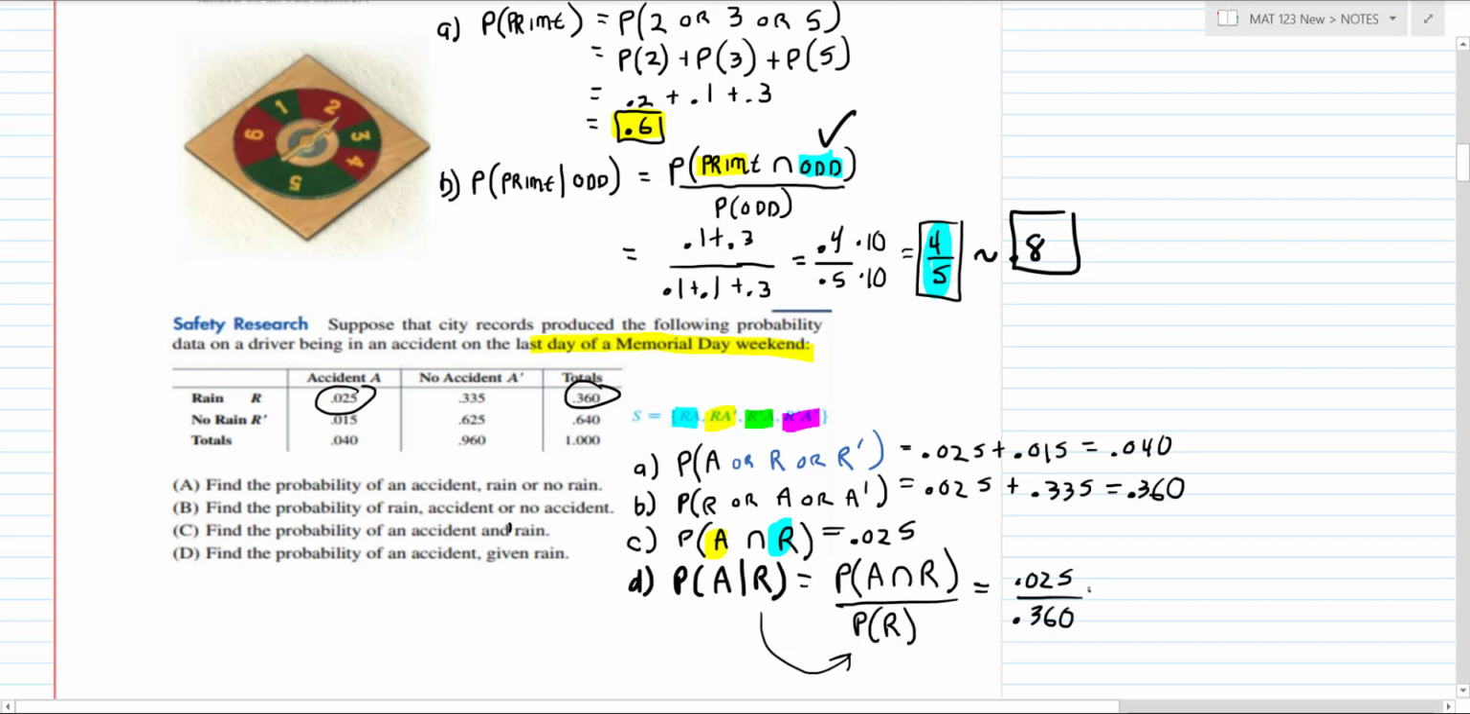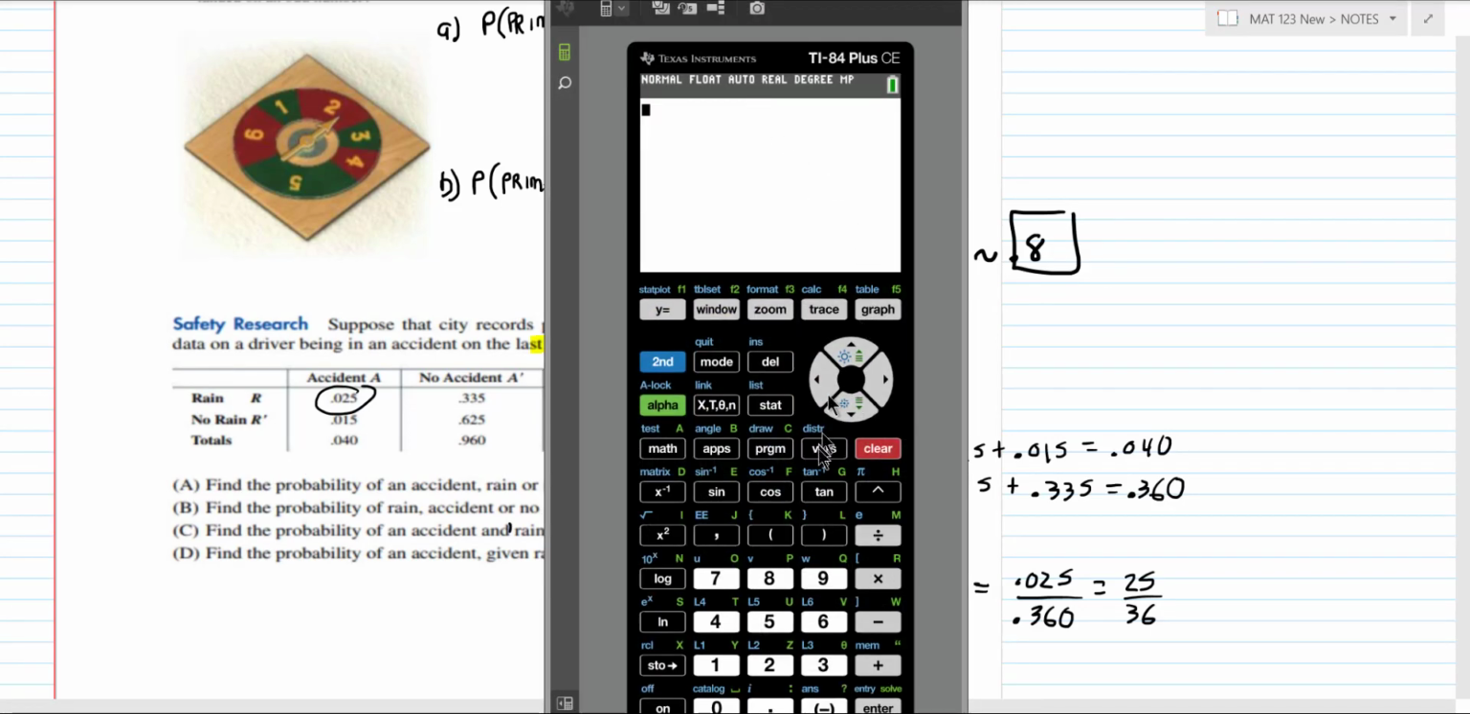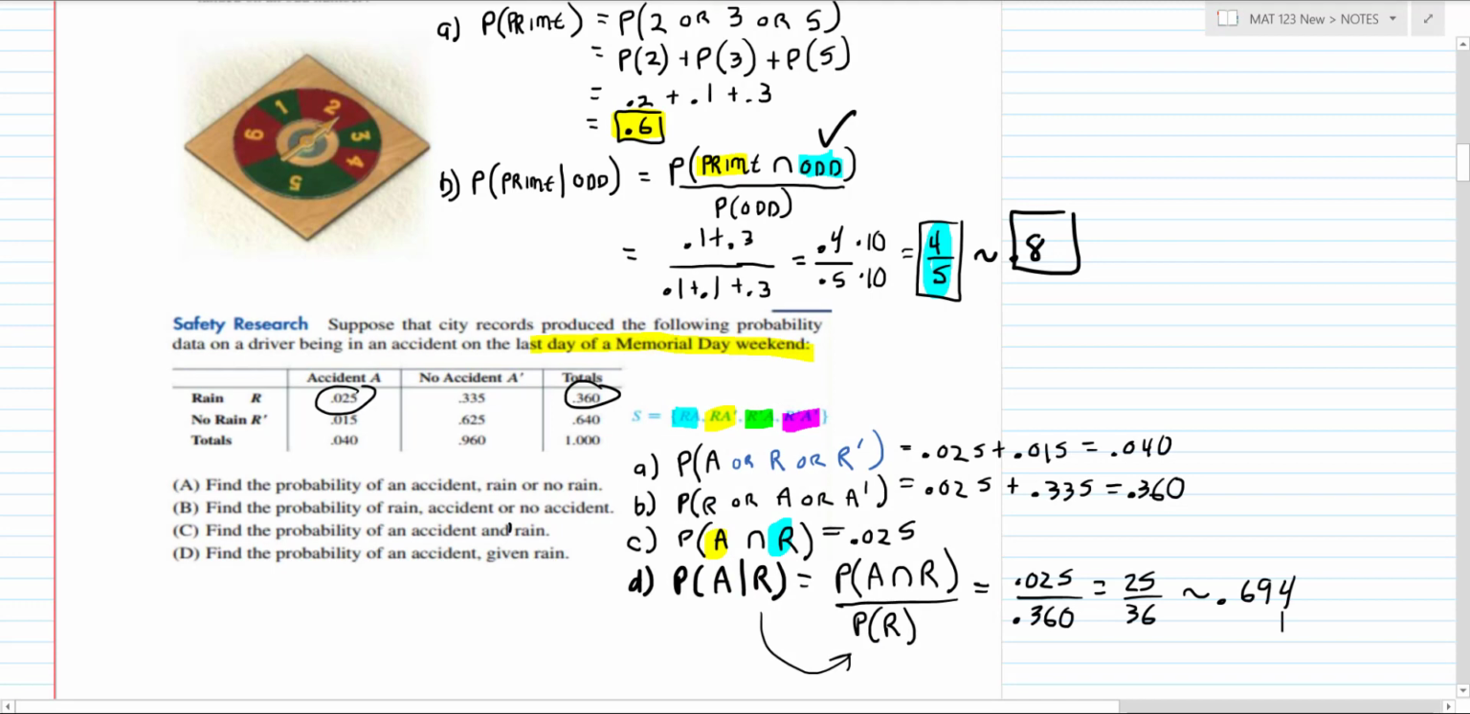And again, you can move the decimals over 3 places. You have to move the decimal over the same amount on both. So you'd get 25 out of 36. And if you wanted to take your calculator and change that to a decimal, 25 out of 36 would be approximately, I'll round to 3 digits, about 0.694. So it's about a 69.4% chance of that happening.